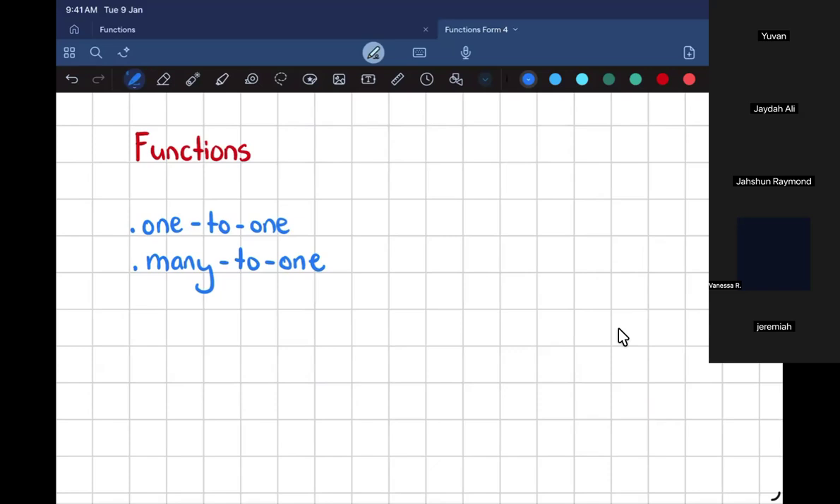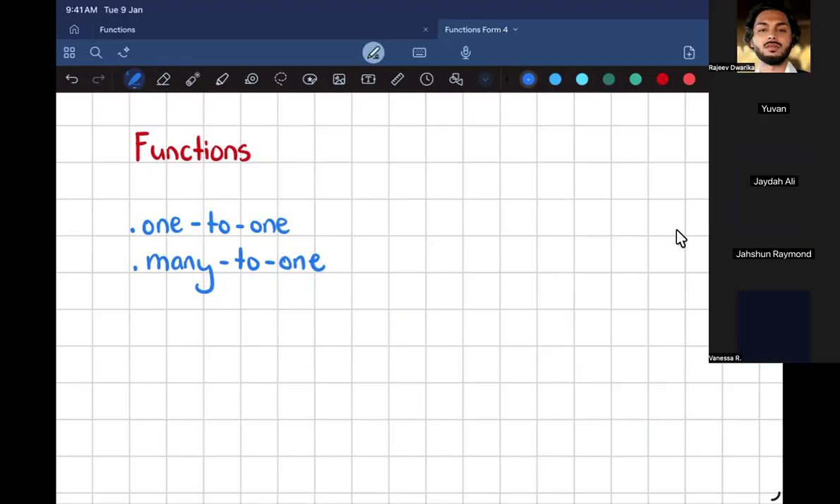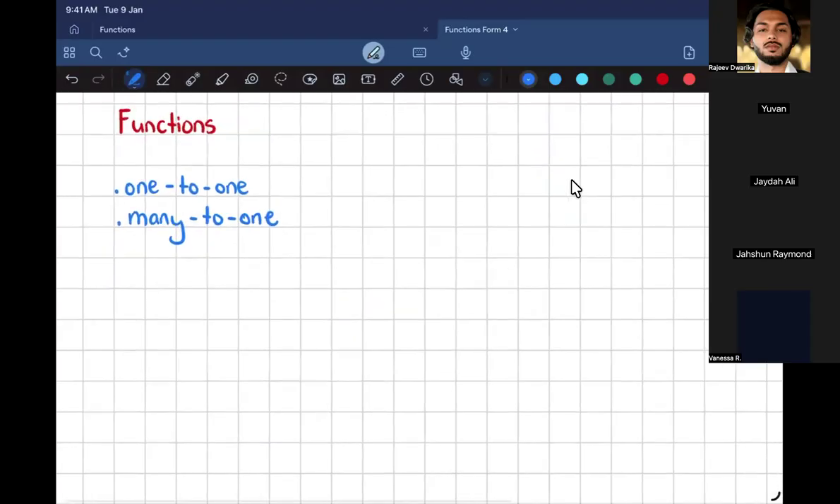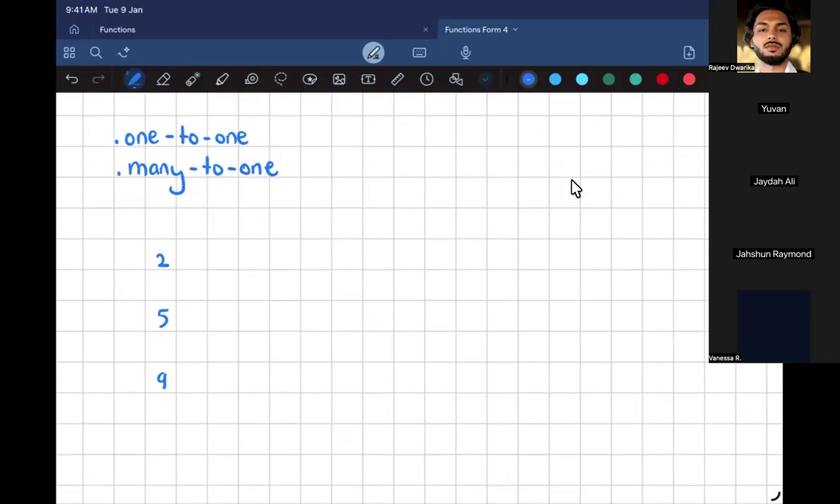And you will also need to know what a domain is and a range is. Yvonne, you know what an X is? Yeah. You know what Y is? Okay, cool. So I'm going to draw a diagram and show you all the most basic example of a function. So 2, 5, 9.